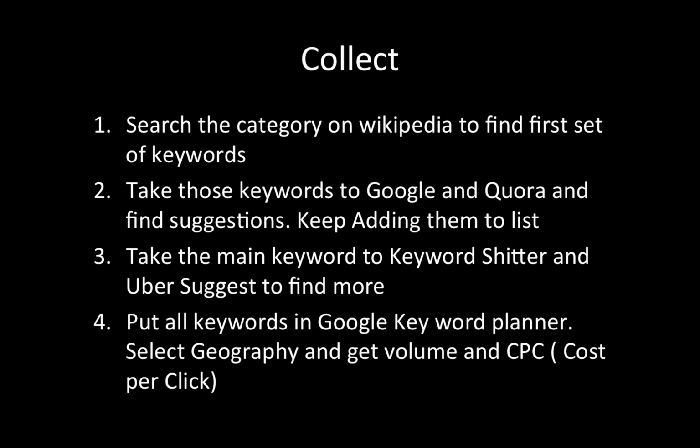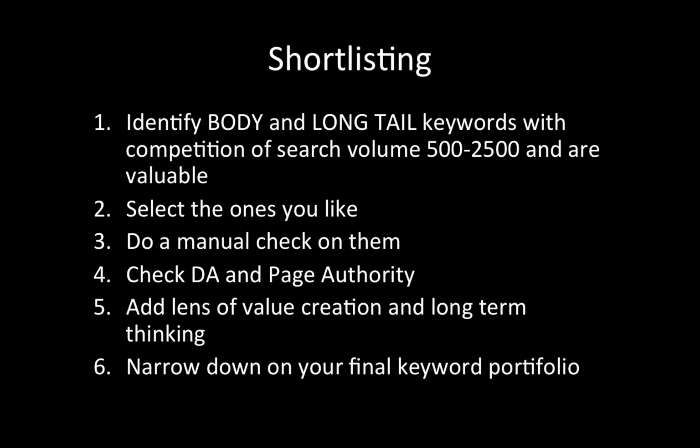And then how do we shortlist these ideas? We look for keywords with the search volume 500 to 2500. We look for those valuable keywords where advertisers are bidding. We select the ones which we think we want to work on long term, and then we manually verify those links, whether we can compete with those results that are coming in search engine. Can we create more backlinks, and can we come on to the top, right? And can we create better content for the user for that particular query, right? So always look at the lens of value creation and long-term thinking, how you are helping the user who is hitting the search query, and that's how you narrow down your final keyword portfolio.